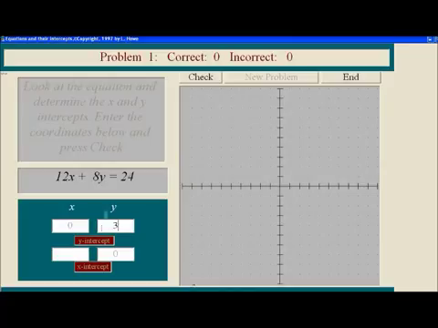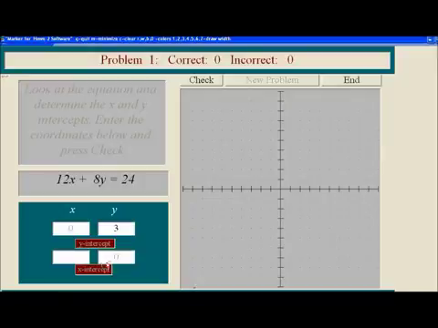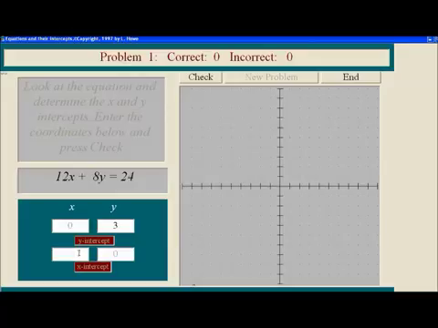Now, we've given x its turn at being 0. Let's give y its turn at being 0. Let's pretend that y is 0. And if y is 0, 8 times 0 is 0. This would wipe out. And we would find that the matching x had to be 2. So let's put that in.